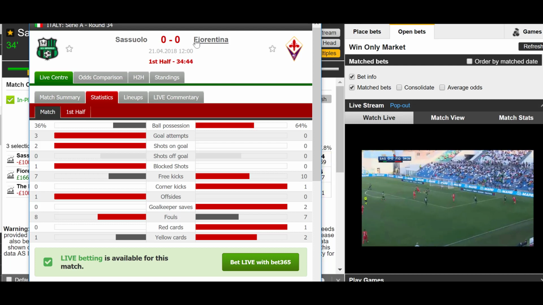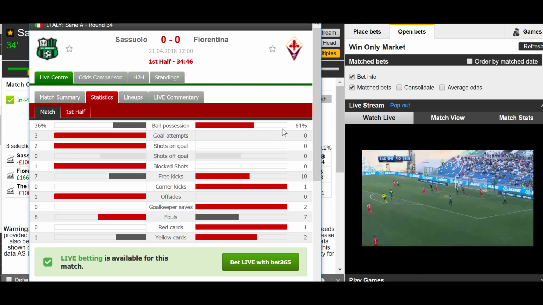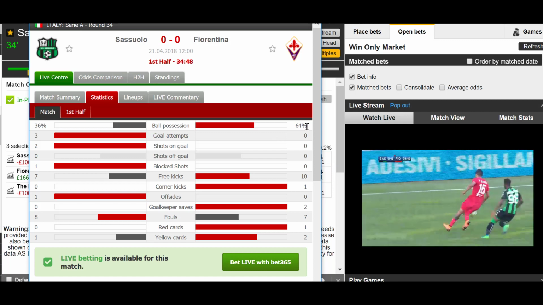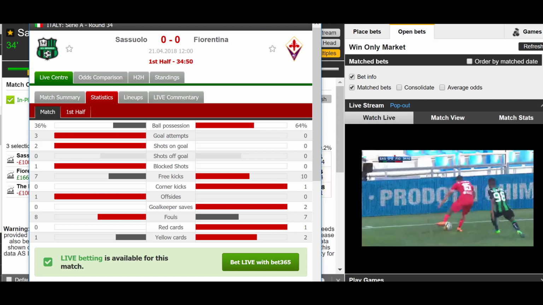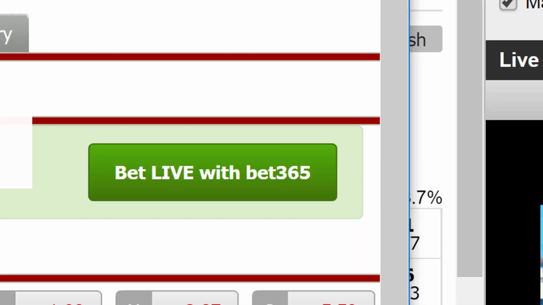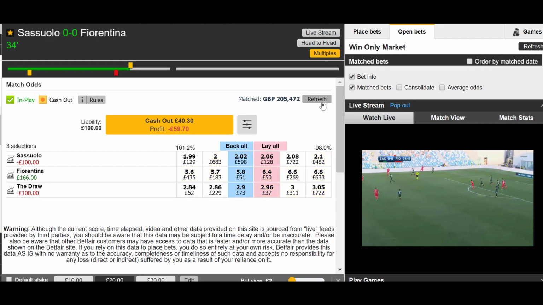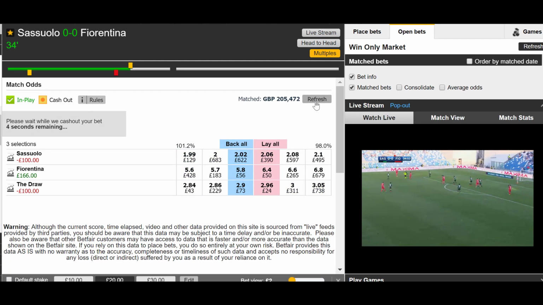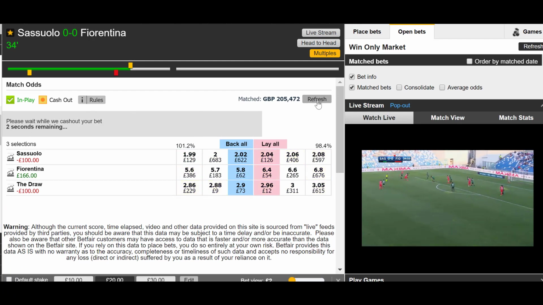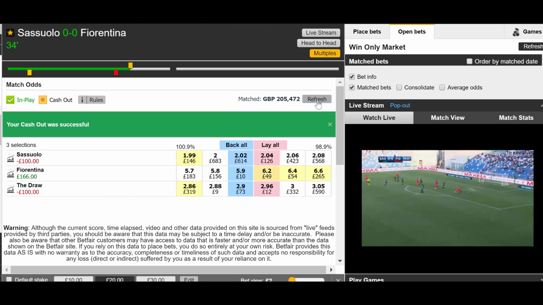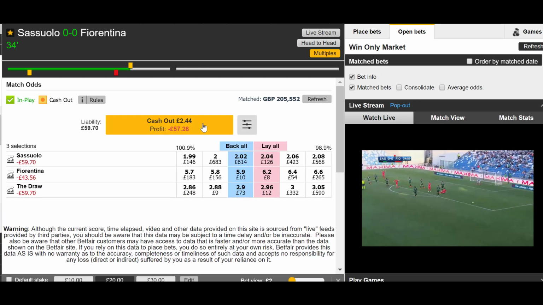In this one, we got involved. We backed Fiorentina. They were absolutely dominant, 64% of the possession. But they just had a red card, and it's not great. Two yellow cards, so they're down to 10 men. And the markets have reacted, and we just got to get out. We just got to get out for what is going to be a 60% loss on our stake. So obviously that's something else you can be prepared for.